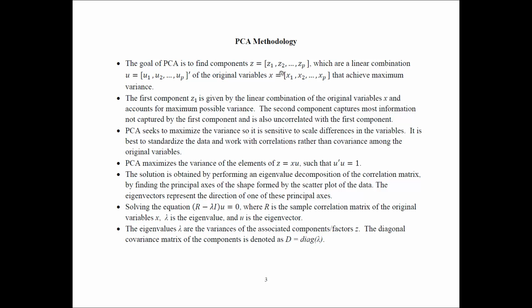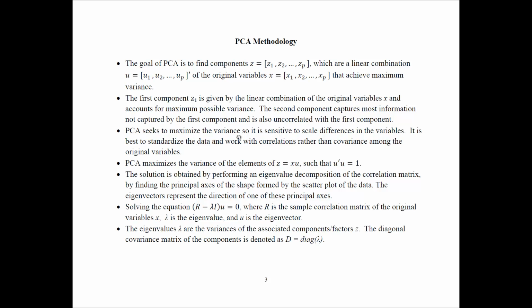So how are they reoriented? Well, the first component, Z1, is given by the linear combination of the original variables and accounts for the maximum possible variance. So we're interested, given all these X variables, can we come up with just one component that captures as much as possible from the variation in the data, like 50% or something, with just one variable or component? The second component would capture most of the information that's not in the first component, and it's also desirable that it is uncorrelated with the first component. This will be the requirement for the second, third, and so on components.